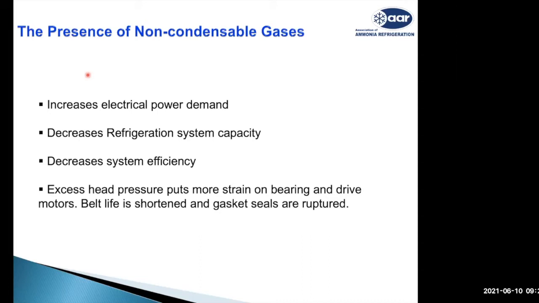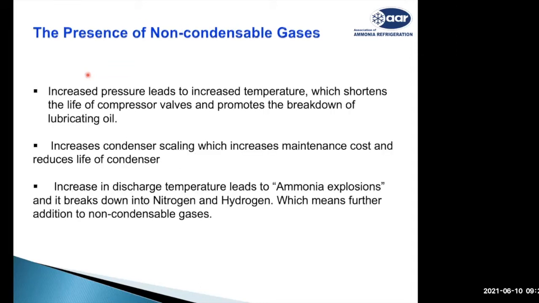Another thing that happens is that air is just circulating with the system, not producing any refrigeration effect, and increasing the pressure, which leads to an increase in the discharge pressure or head pressure of the compressor. As the head pressure increases, it creates problems on the bearings, drive motors, belt drives and gaskets. More failures of these component parts occur, which increases maintenance cost and, of course, the downtime of the system.